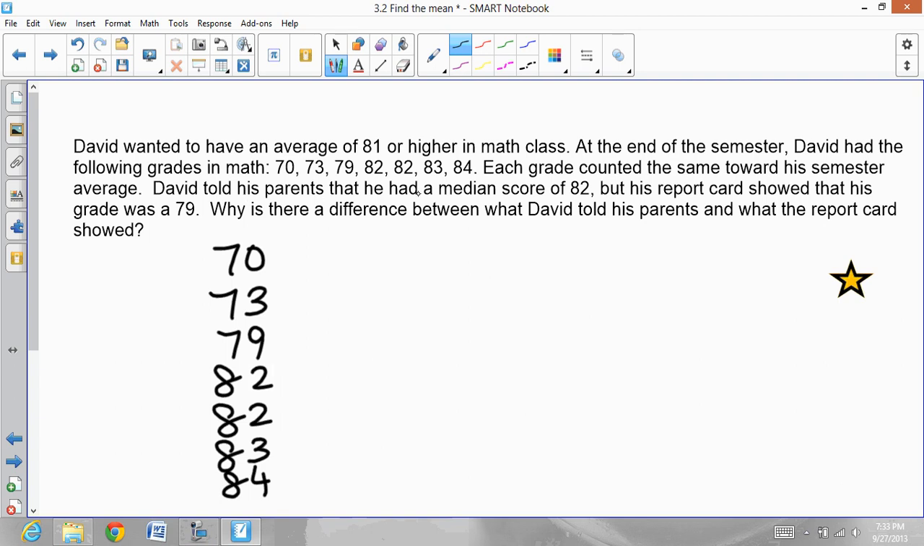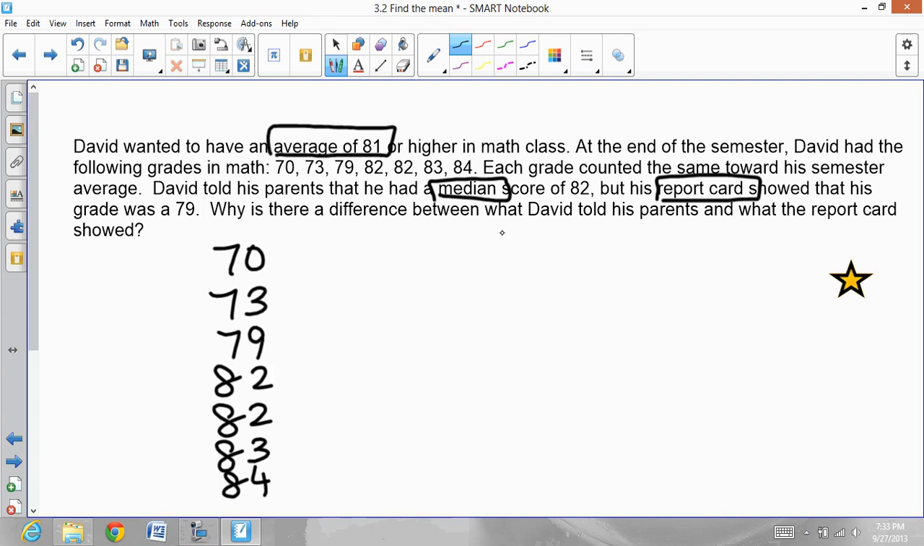David told his parents that he had a median score of 82. Remember, he wanted to get an average of 81 or higher in the math class. Median is actually the middle number. So he took the middle number in this case and he told his parents that he had an 82. But when he got the report card, it showed that his grade was only a 79.